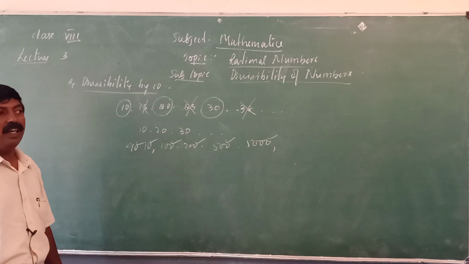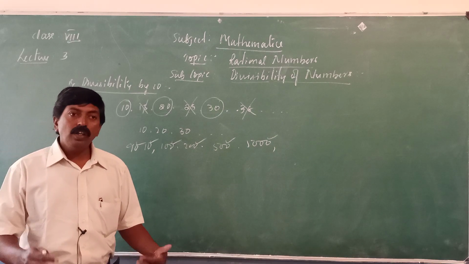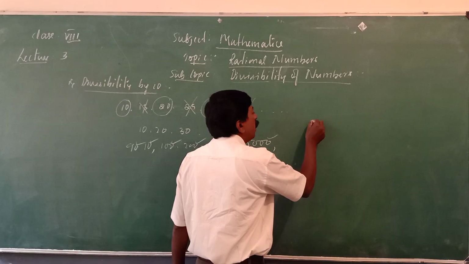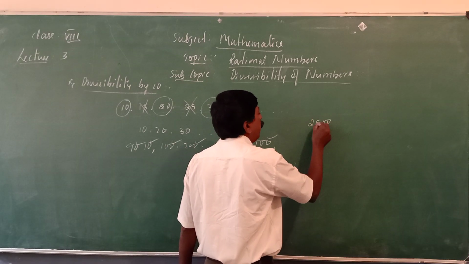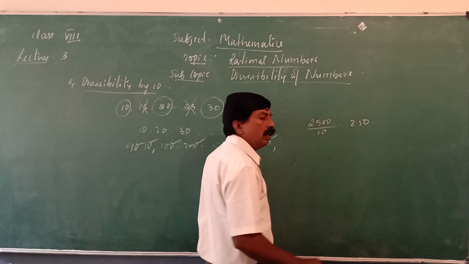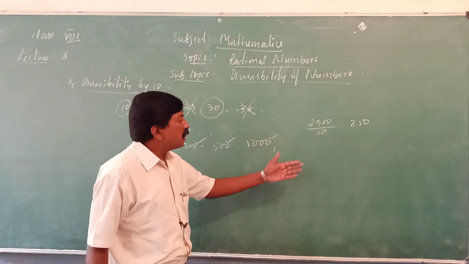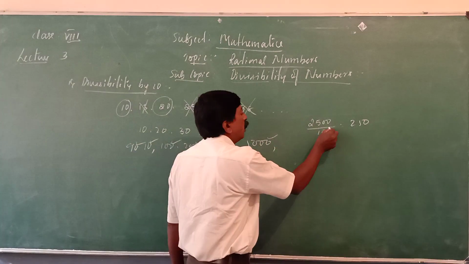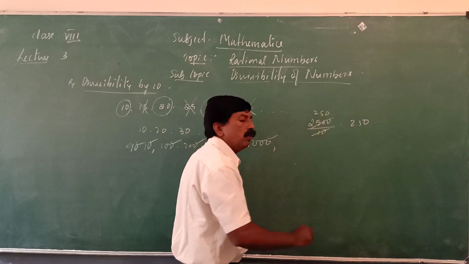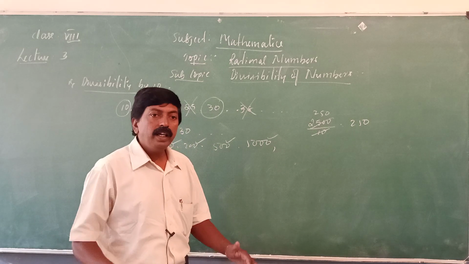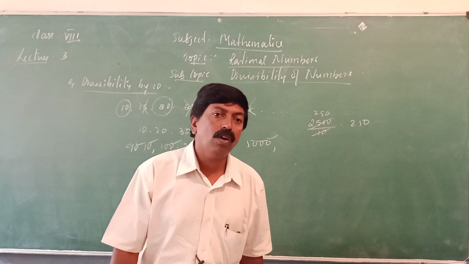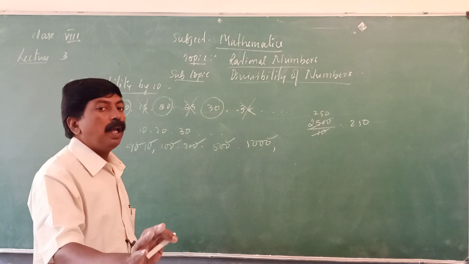Very easily we can divide a number with 0 at the unit place by 10. For example, 2500 divided by 10. Yes, its answer is 250, because we can divide. 10 2s are 20, 10 5s are 50. It indicates only the unit place. If it is 0, then it is divisible.